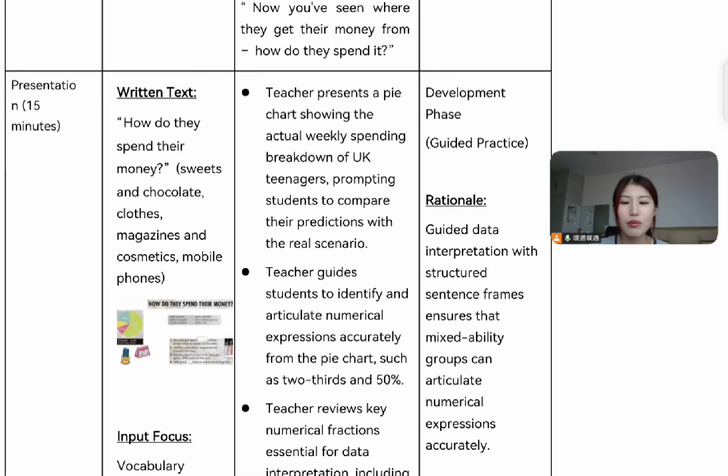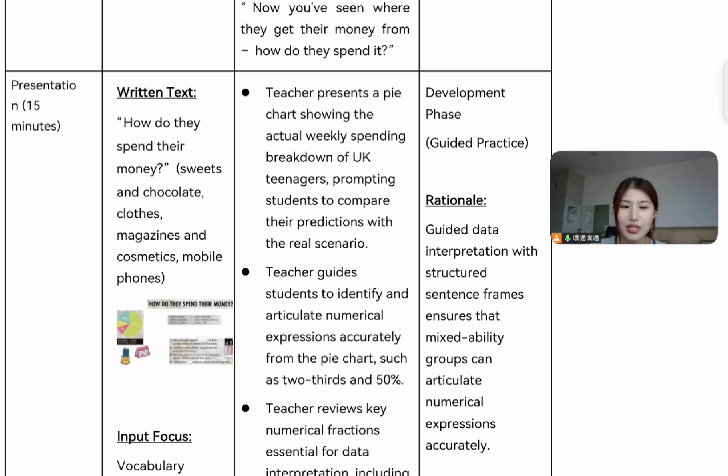Next, we move to the presentation stage. In this stage, students examine a pie chart showing how British teenagers spend their money. The chart is presented through interactive slides. Students identify spending categories such as sweets and chocolates, clothes, magazines and cosmetics, and mobile phones. The teacher guides students to interpret fractions and percentages such as 1/2, 1/3, and 2/3.